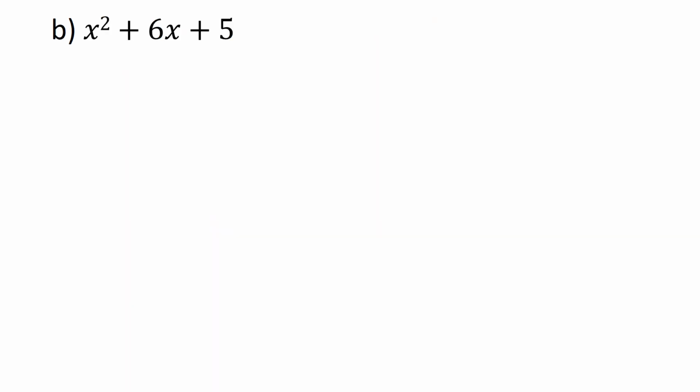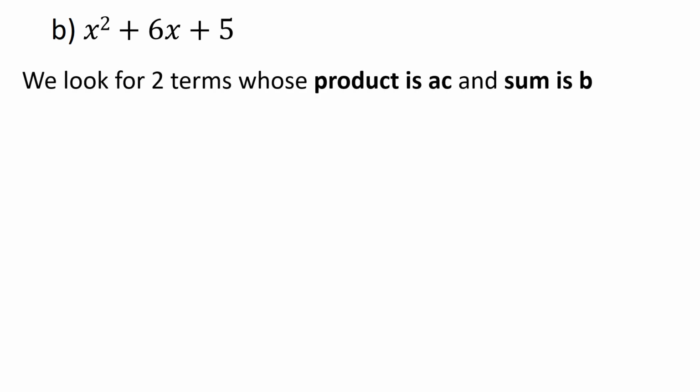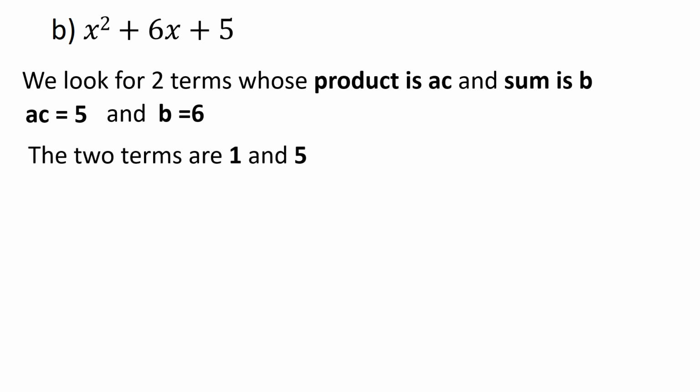Question B of 2, x squared plus 6x plus 5. As usual, we look for two terms whose product is AC and the sum is B. Our AC is 5 and B is 6. So we are looking for two numbers which when multiplied gives us 5 and when added gives us 6. These numbers are 1 and 5.